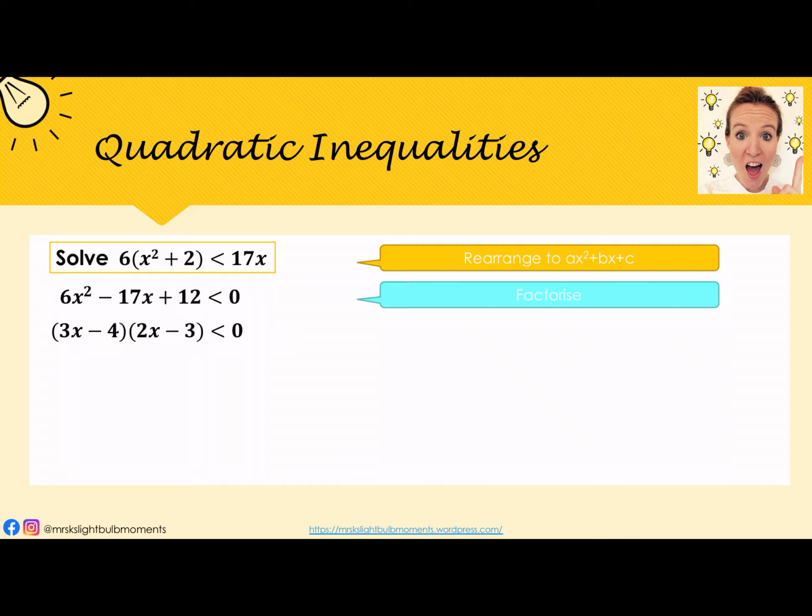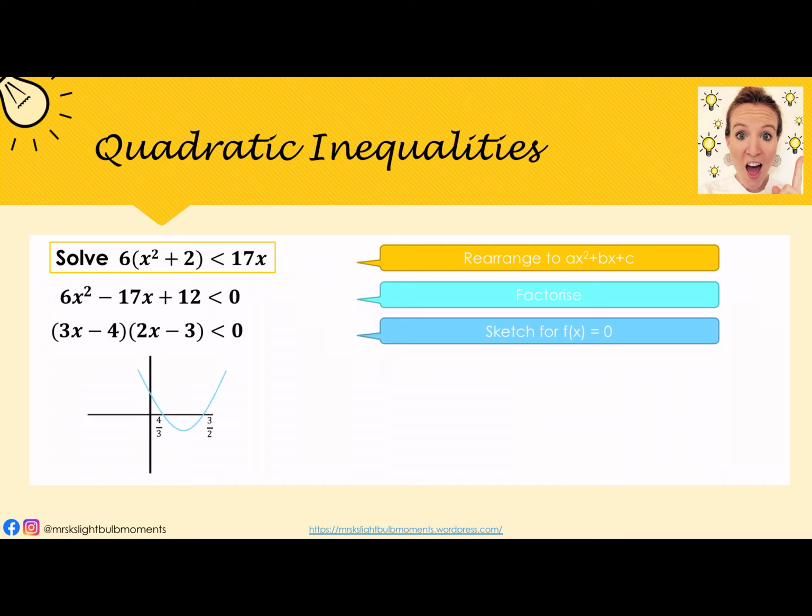We factorise. Now I'm not going to go through that factorising, go back to my previous video if you need a recap, but we get 3x minus 4 and 2x minus 3 in our brackets. Then we need to sketch, imagining that it equals 0.